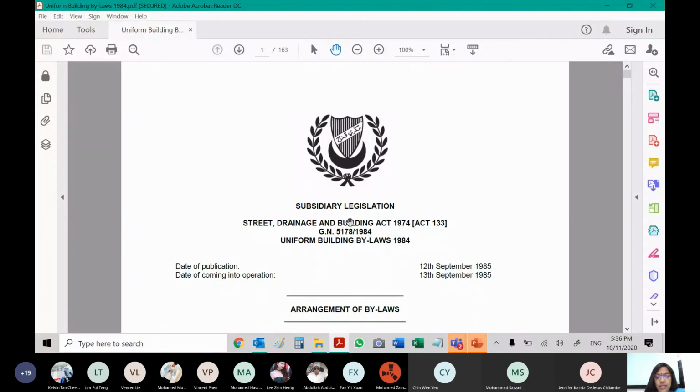So the very first act that came into the picture is the Street Drainage and Building Act. From there they started imposing law, policy, developing strategies, reporting requirements, everything for buildings together. Infrastructure, drainage forms the infrastructure, the building forms the main structure. So they started with the infrastructure, then developed it into buildings, the main structure of the building, as UBBL in 1984.